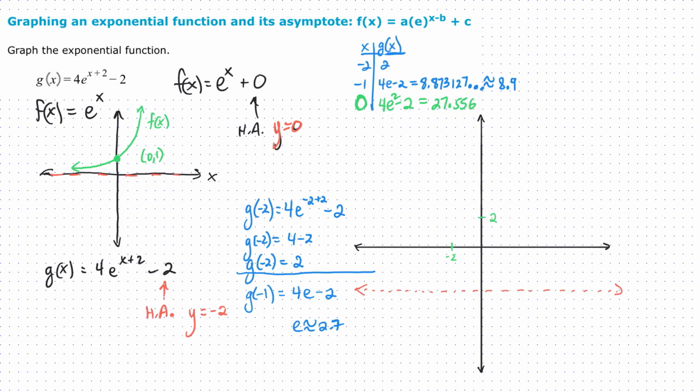I apologize, that doesn't look right. That looks like 3 units. And I really meant to do what? I really meant to do 2 units down. Let's try that again. That's better. So let's put our horizontal asymptote in. That is y equals negative 2.